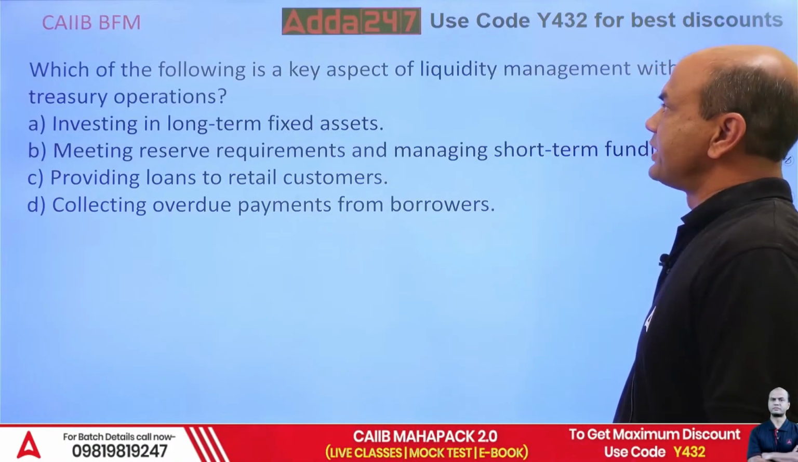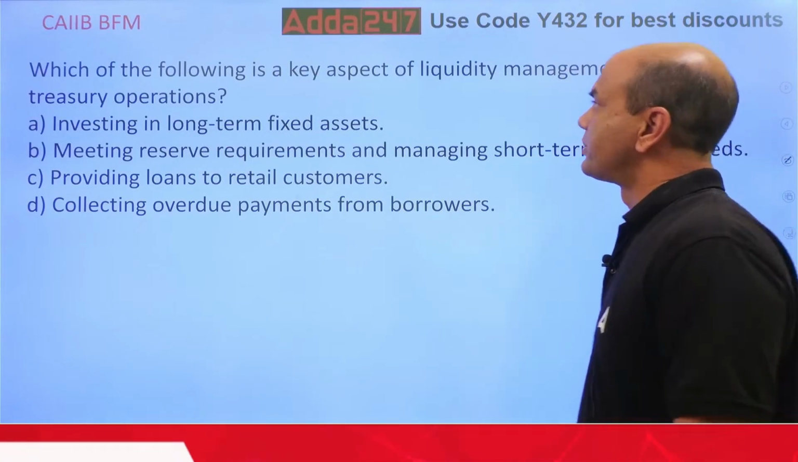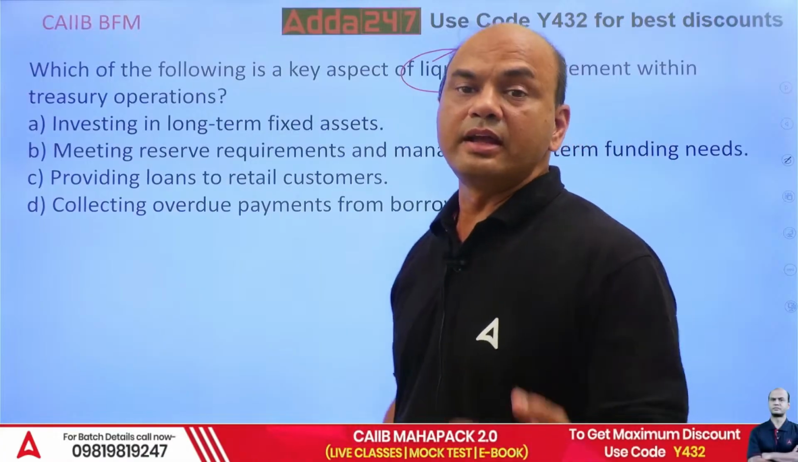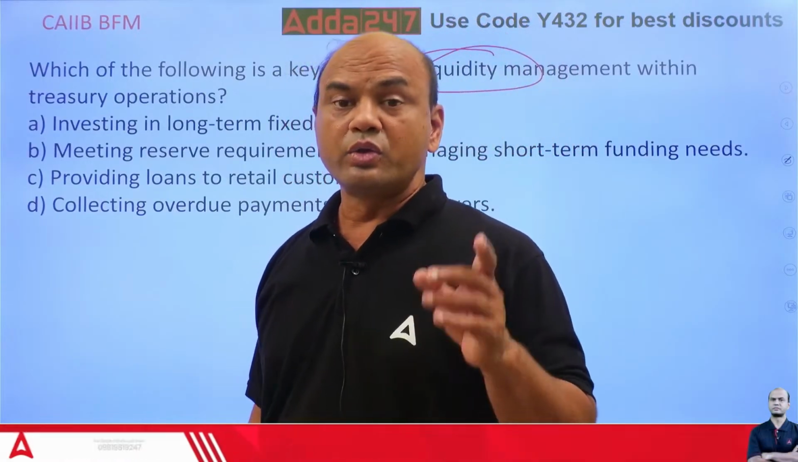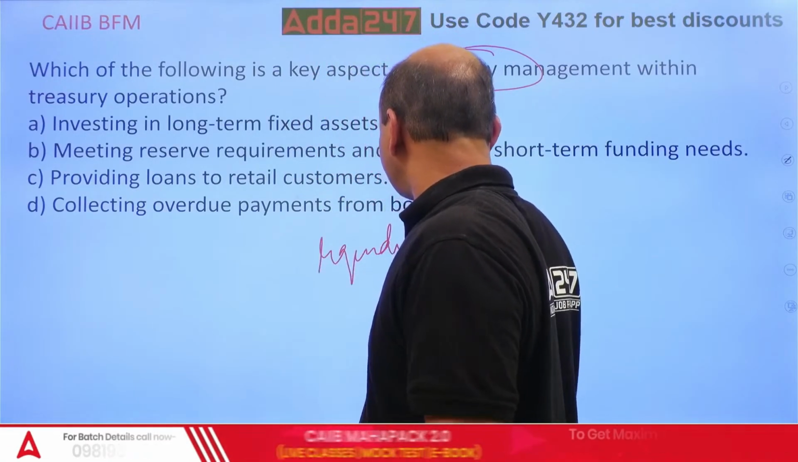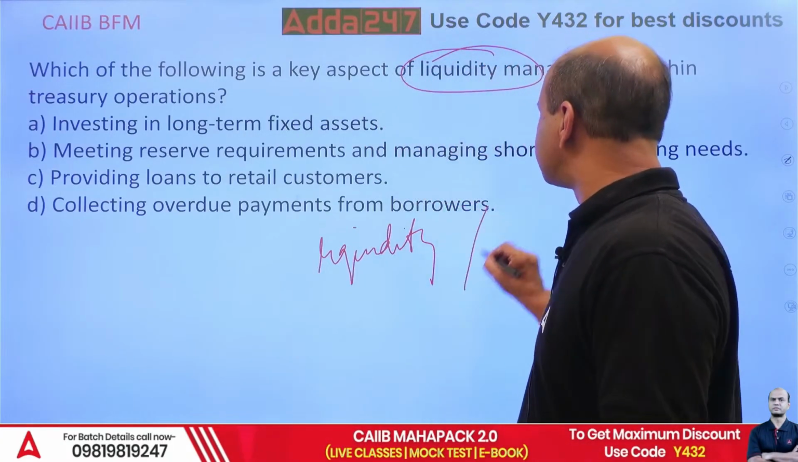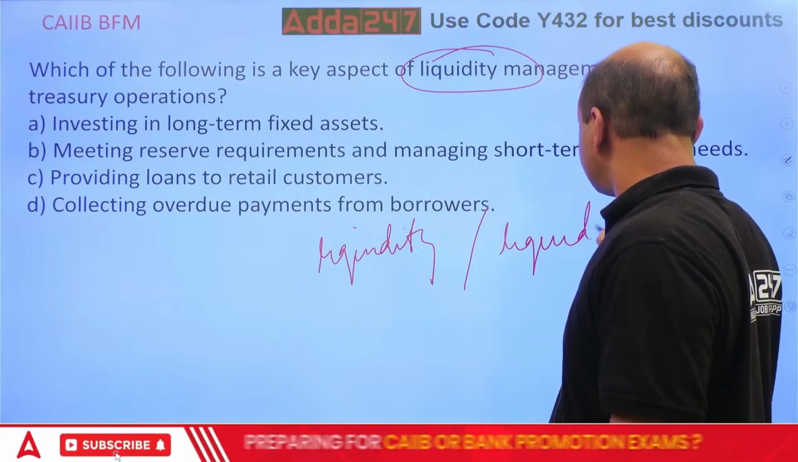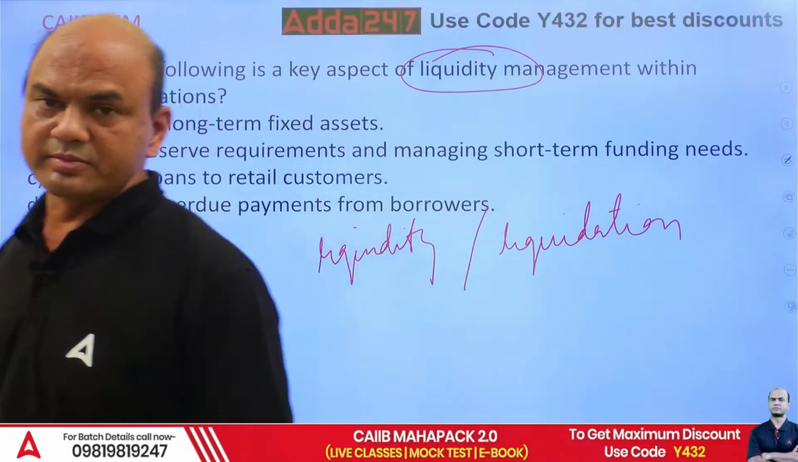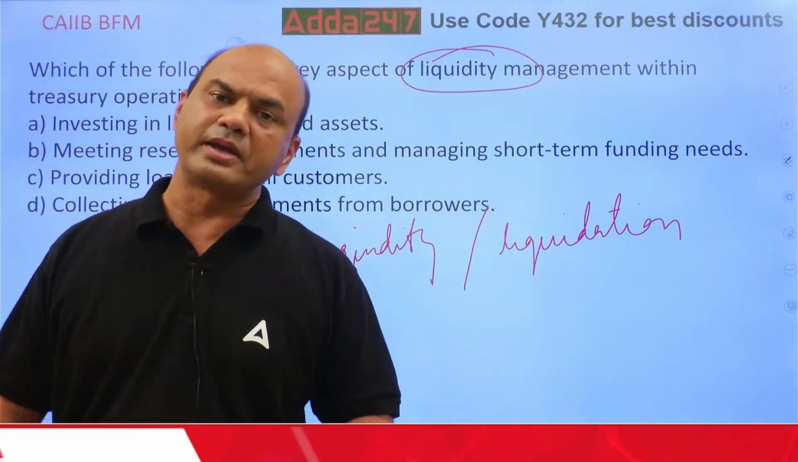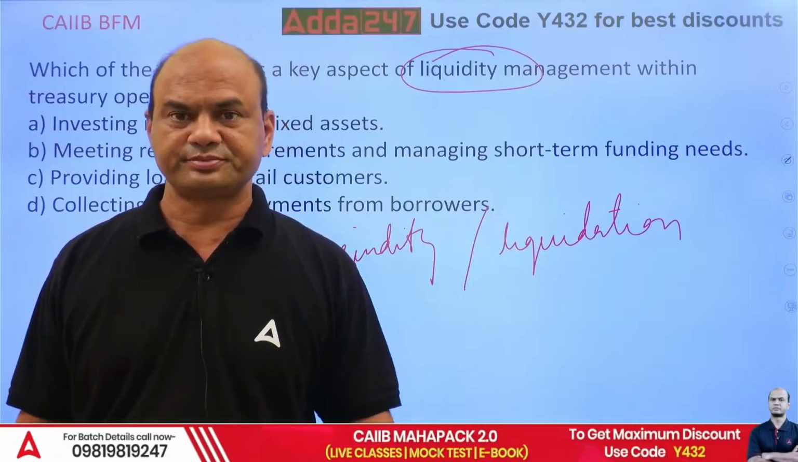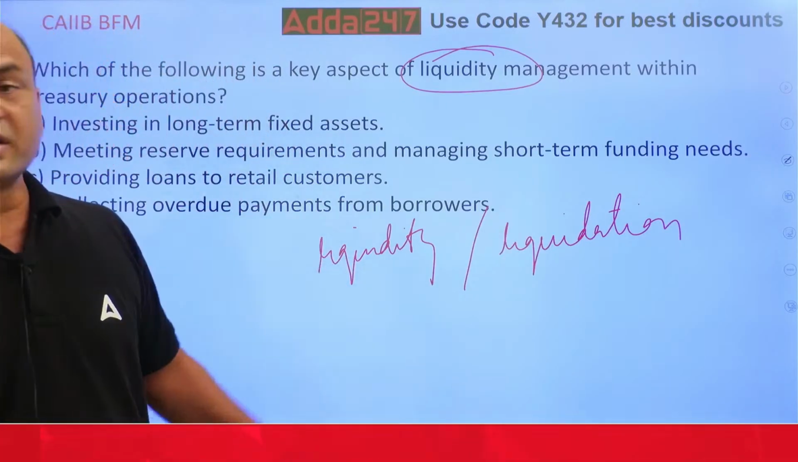Which of the following is a key aspect of liquidity management within treasury operations? Liquidity means what? Daily cash. Understand this. Don't get confused between liquidity and liquidation, because every bank faces a liquidity problem, while very few banks face liquidation. Liquidation means bankruptcy. So here we are talking of liquidity.